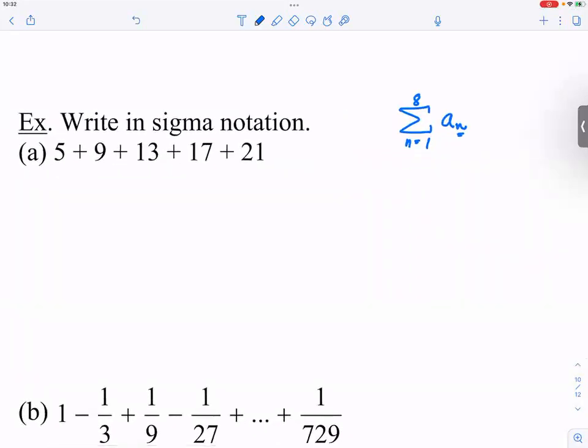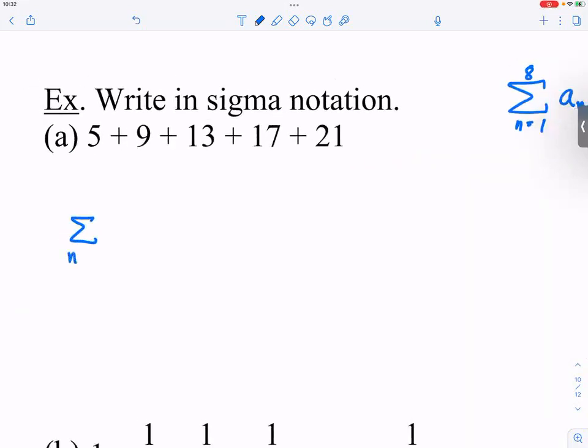So if you look at part A, we have 5 terms. So our first job is that, all right, we can see there are 5 terms. So we can say N equals 1 all the way to 5. But then we need to get our nth term notation to put in right here. What's the nth term notation?